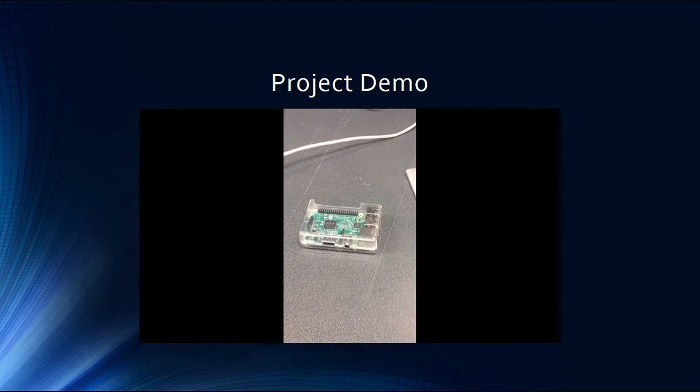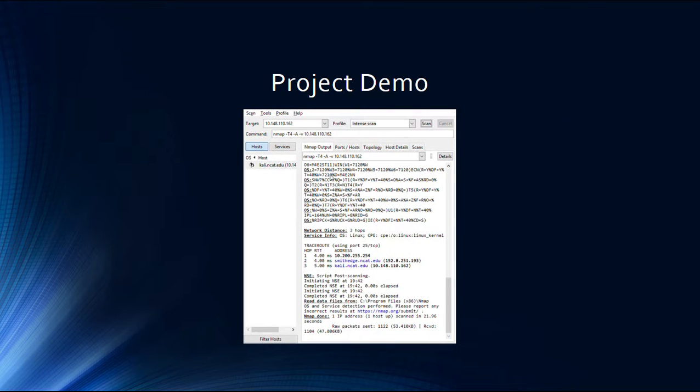Alrighty. Now on to the next part. This is Nmap. So we're going to run the IP address of my device, and from my device we're going to sort of map out from there.